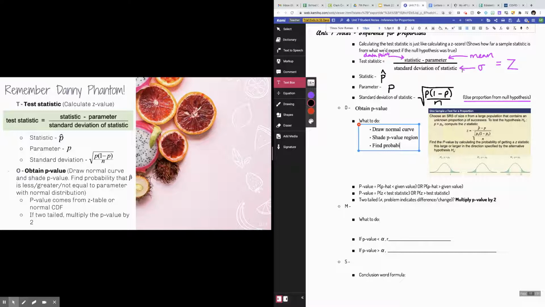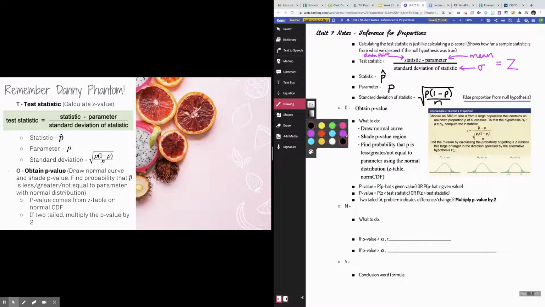find the probability that, I need to move this over a little bit, that p hat is, hold on, is less, greater, or not equal to the parameter. I know you all can't see this right now. One second. Is less, greater, not equal to the parameter with or using the normal distribution. So that's your Z table or norm CDF. Okay, right? And this should be p hat right here. Sorry, I don't have that symbol, so I have to draw it in.